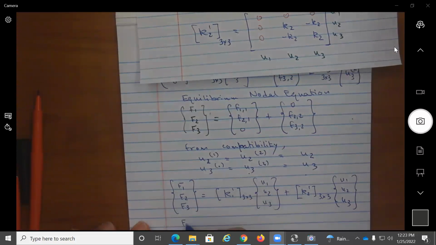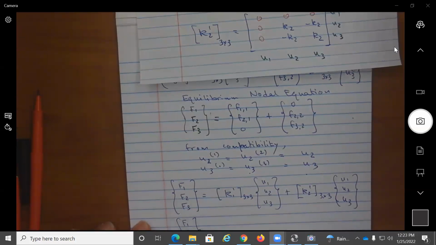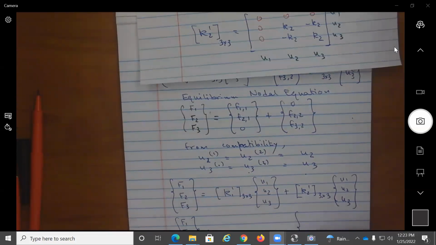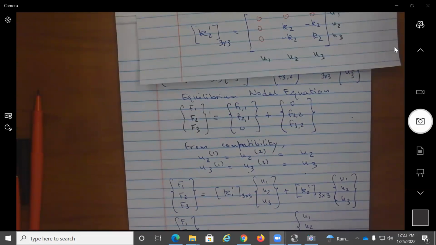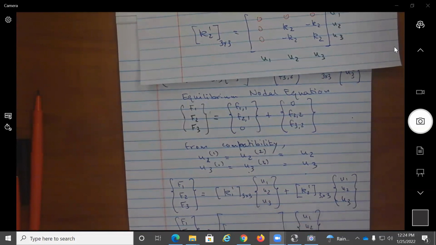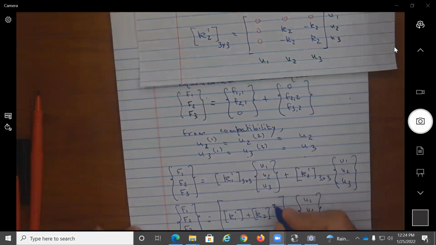So I can write it as F1, F2, F3 is equal to, if I take the displacement matrix as a common factor, I will have here this 3 by 3 matrix that is made by adding K1 prime to K2 prime, or superimposing the element stiffness matrices expressed in the same order as the global stiffness matrix K. Now, how would I do that?